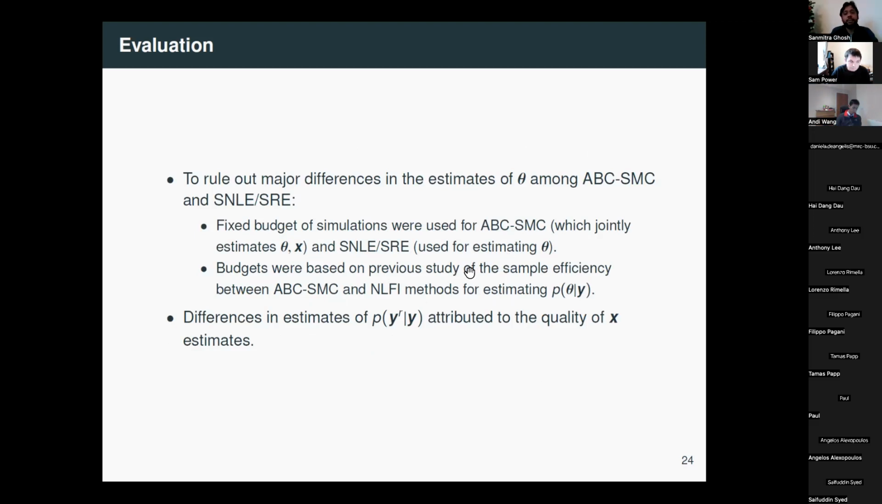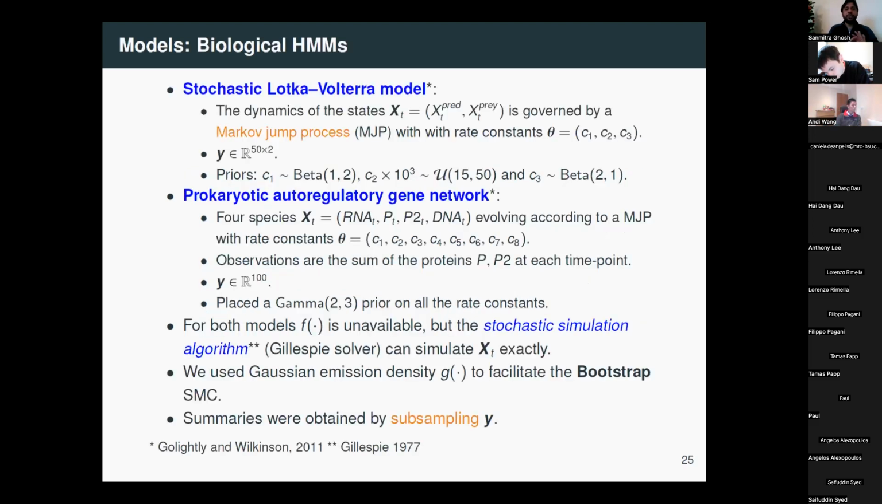And these budgets were based on previous studies, and we are pretty sure that whatever the differences in this quantity, the posterior predictive between the methods is mainly attributed to the quality of X estimates. We have taken utmost care to make sure that theta is not influencing. Obviously, there would be some differences. I cannot control that. Okay, so the models.